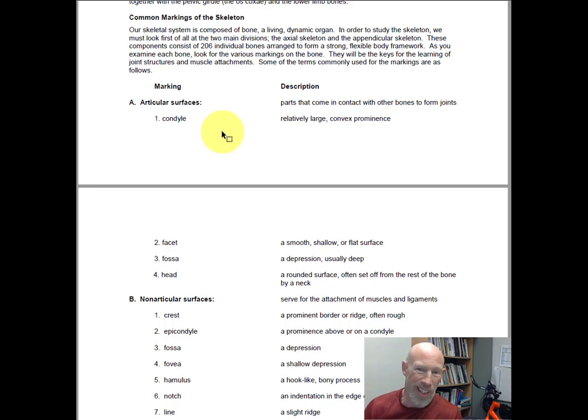Just note, if you know what a condyle is already, then that helps you identify the medial or lateral condyle of the femur or what have you. Then you can recognize that as being a condyle, which will help you with learning that stuff.